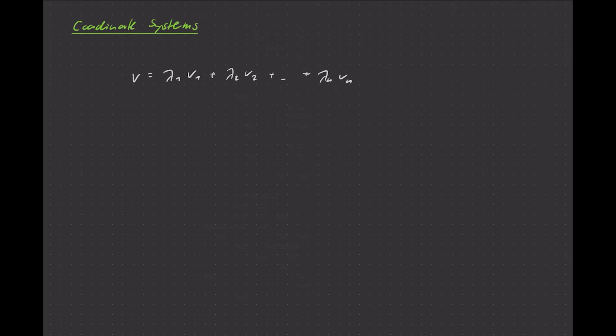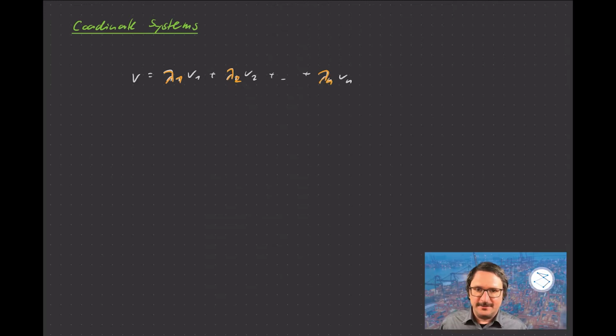In other words, if you want to store that vector v, for example, using a computer or something like that, then what you would do is you would store those coefficients here, the lambda 1, lambda 2, and so on. And of course, you'd need to remember the basis. If you were using a different basis, so if you'd replace the v1 to vn by different vectors, then of course the coefficients would also change. So that representation of a vector by its coefficients depends on the choice of basis.